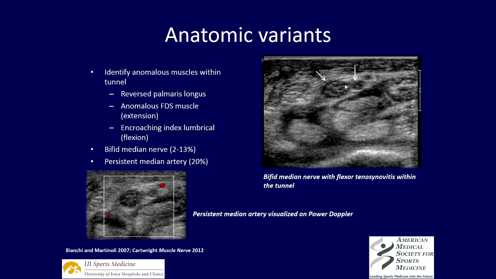There's various forms of these, from a true two separate nerve bifid appearance to an image closer to this. Often these will be accompanied by a persistent median artery as well, as we can see on the Doppler evaluation here. And these are important things to mention in your report and should be taken into consideration for any interventional treatments.